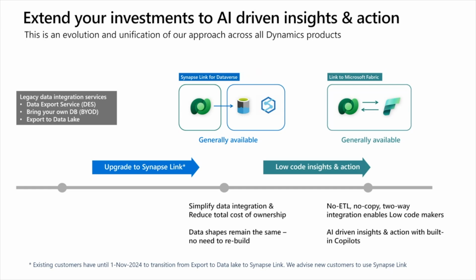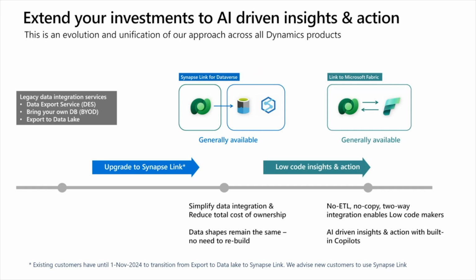Now, Synapse Link with FNO data is generally available. It was generally available from September. Essentially, when you do upgrade, you can look forward to a lot of cost reductions. The integration gets a lot simpler, less skills needed to maintain and manage it, and as we've discussed in our first session, you can look forward to a lot of reductions in the end-to-end operating costs. And the good news is the data shapes remain the same.